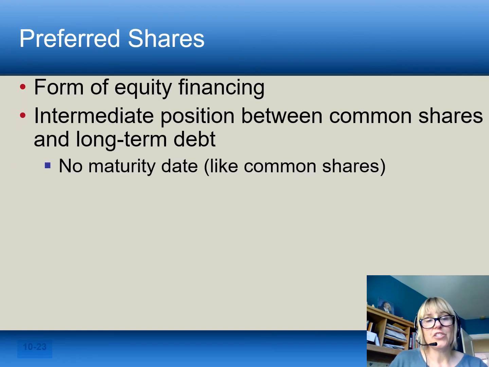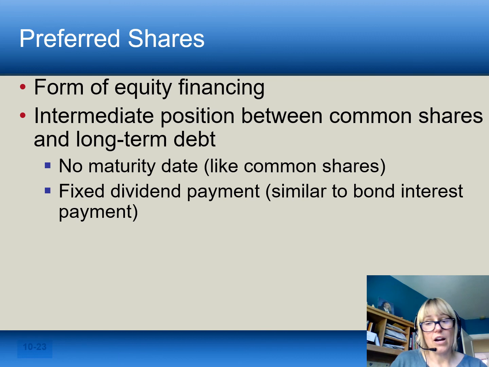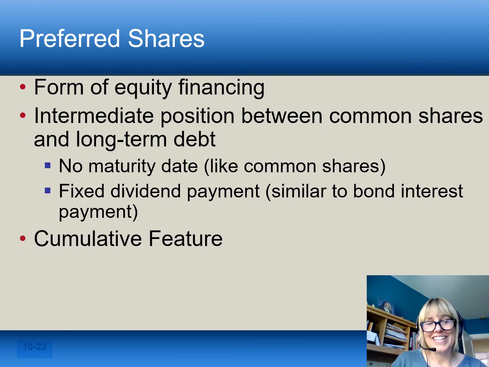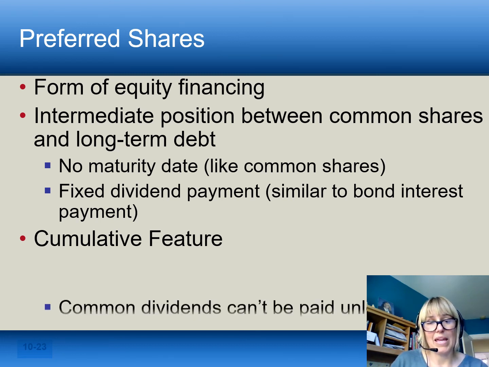Now, preferred shares are an in-between security. They're kind of like debt and kind of like common shares, somewhere in the middle between them. They have no maturity date, so that's like common shares. They have a fixed dividend payment, which is quite similar to bond interest, and that fixed dividend payment is based on the face value of the preferred share, because they have a face value, multiplied by a percentage. So say your preferred share has a $50 face value and the dividend is 10%, then you would get $5 every period the dividend is to be paid.